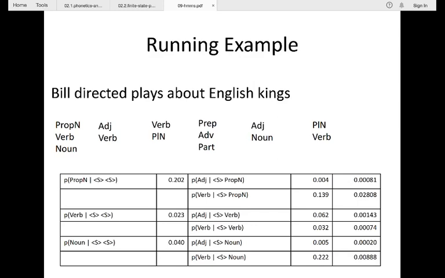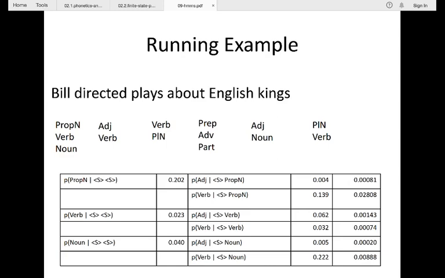But we can extend things on down. So if you have the probability of a proper noun here, of a verb here, and a noun here initially, then we also can look at the probability of an adjective or verb following start symbol and proper noun.